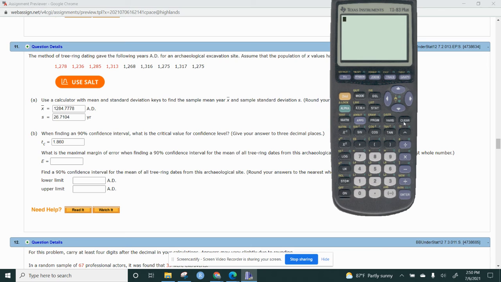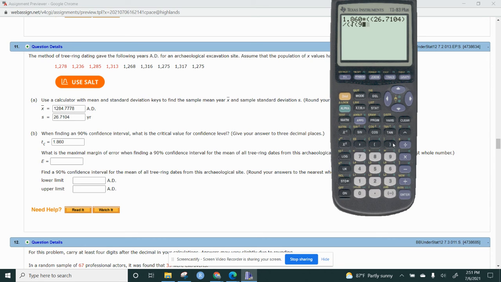Okay, so I knew that 1.860 was my critical value, times, and I'm going to use two parentheses because I'm going to have to divide, 26.7104, which was my standard deviation. Oh, sorry, I keep trying to use the keyboard and I can't do that. All right, so I've got that, and then I've got to divide by the square root of 9.